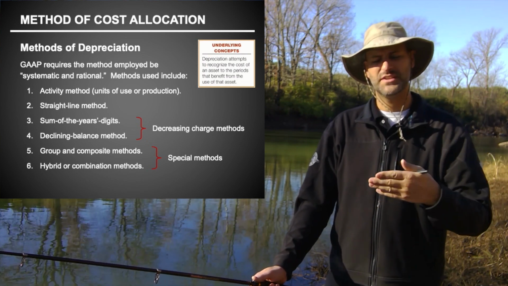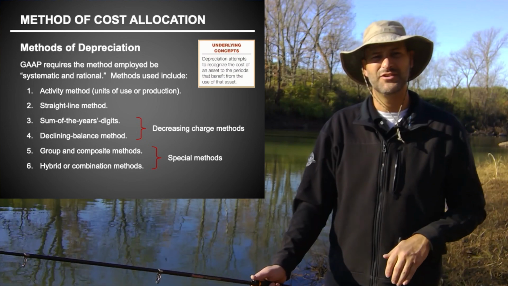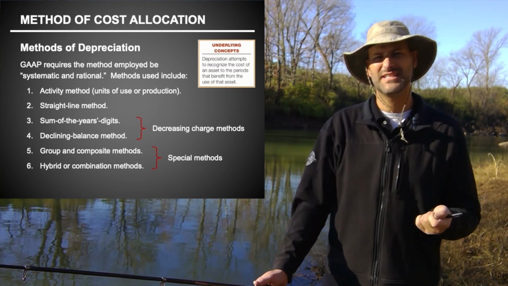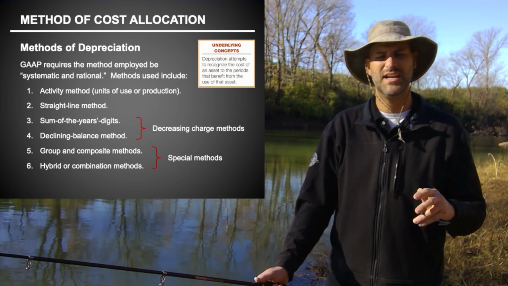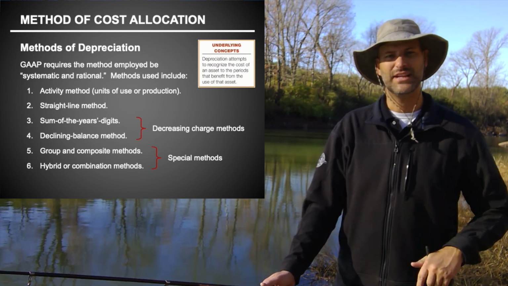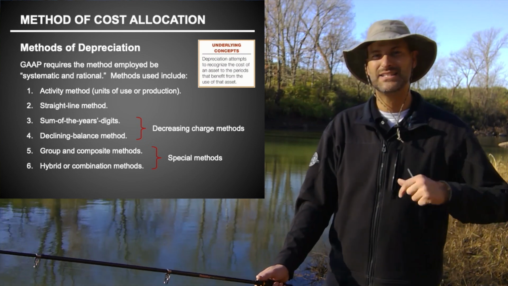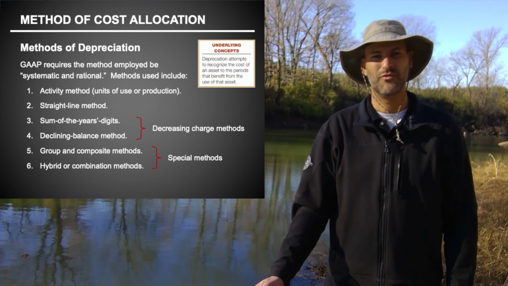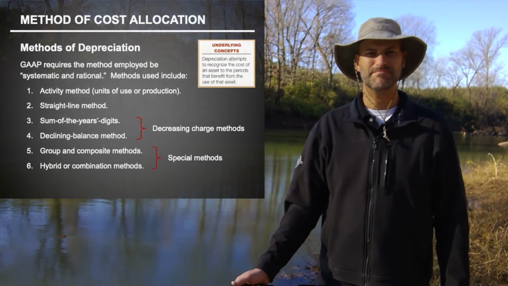And that would show us that basically we depreciate the exact same amount every single year. Then there are some decreasing charge methods. That's the sum of the year's digits and declining balance, which are a little more complicated, but the idea there is we're taking a lot more of the expense in early years than in later years. And then you can have hybrid methods, where you can group assets or combine all kinds of different methods if you want. Whatever works for you, as long as it is systematic and rational, it's allowed under GAAP.